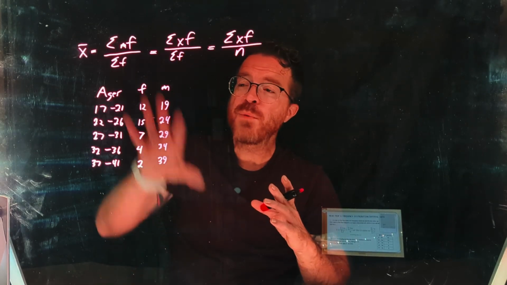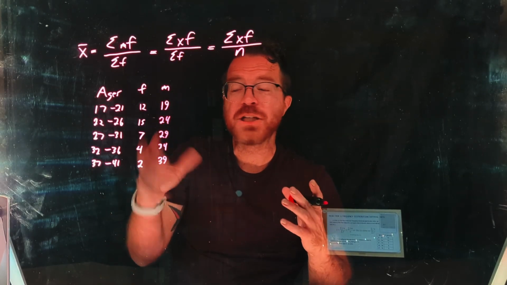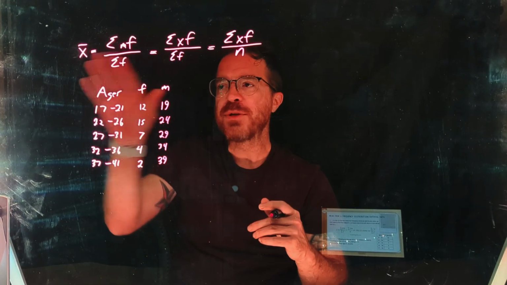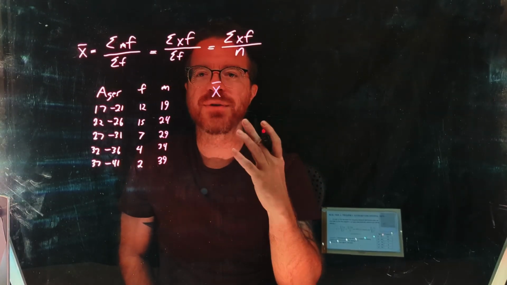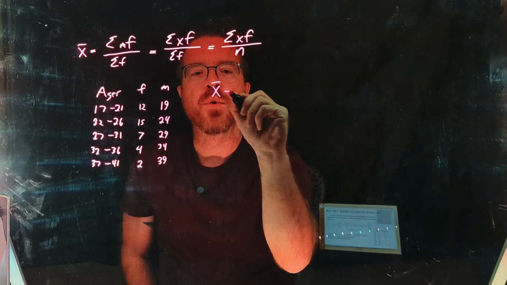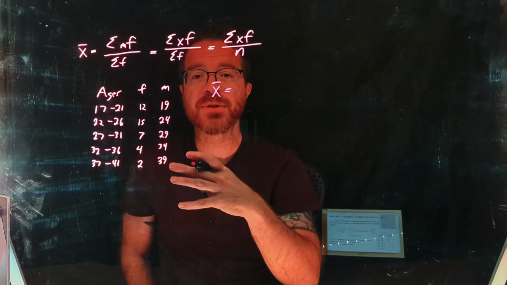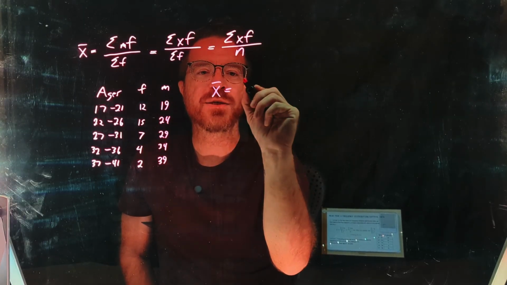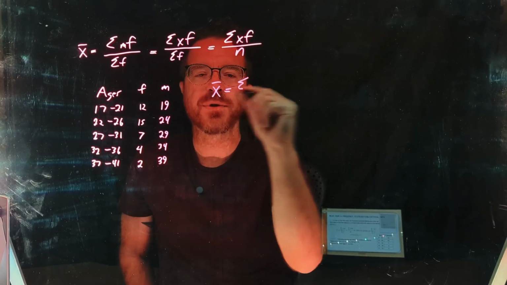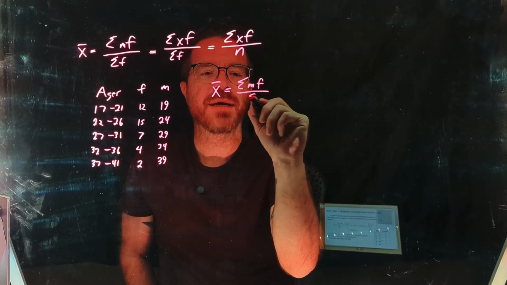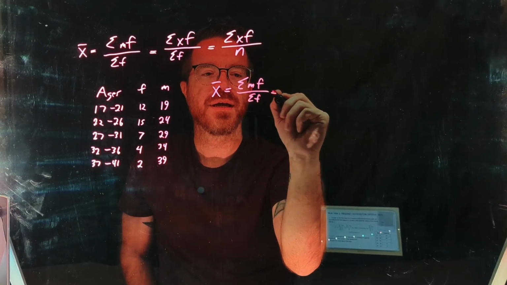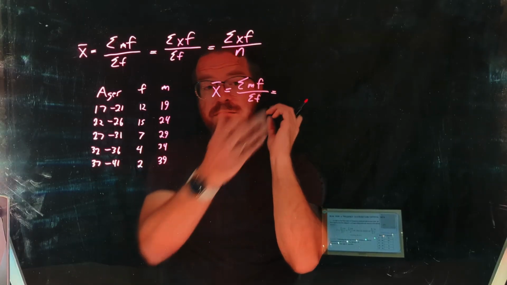So now, if we wanted to find the mean age of all these stat students, we would use this formula here. We have x bar. What are we solving for? We're solving for the mean. What is my formula? Because I have table data, it is going to be the sum, and I'll use the first version, of the midpoint times the frequency divided by the sum of the frequencies. And then I just have to put the numbers in.